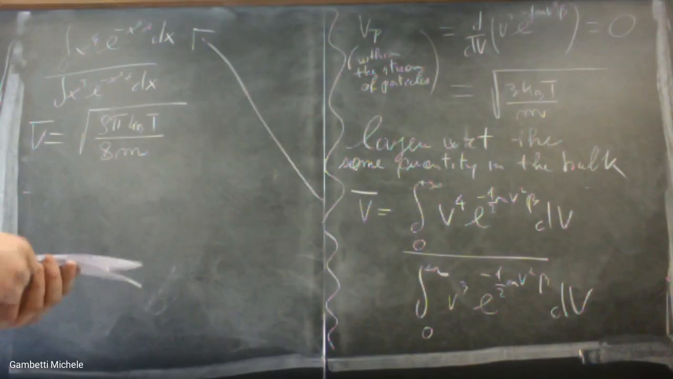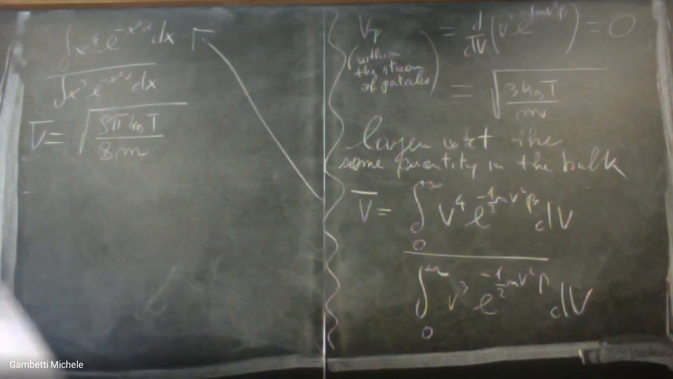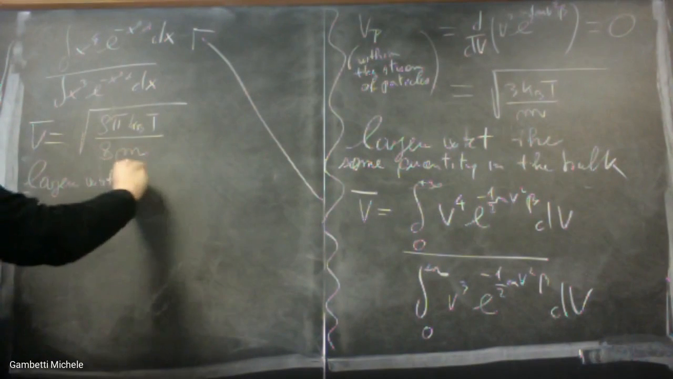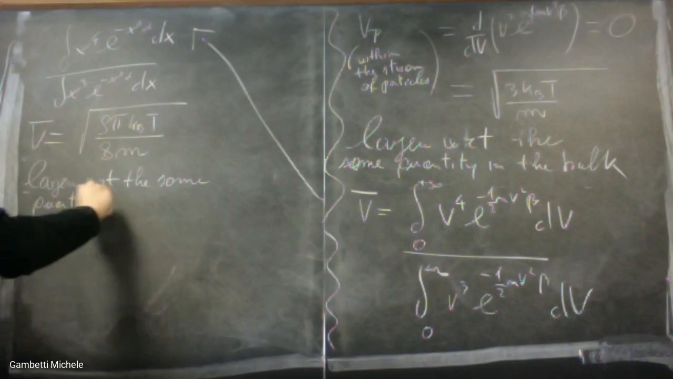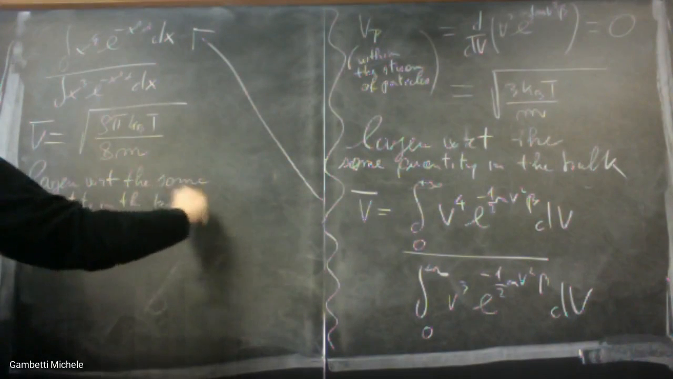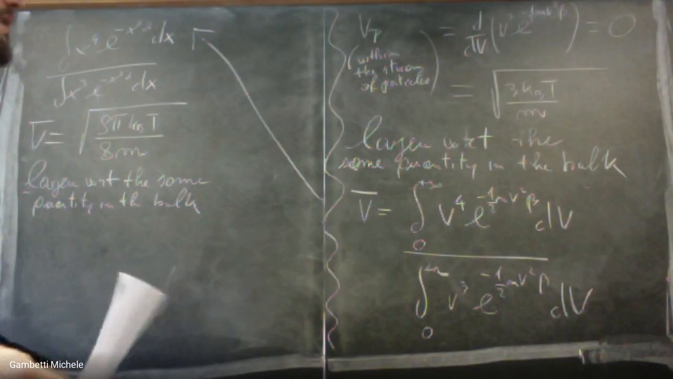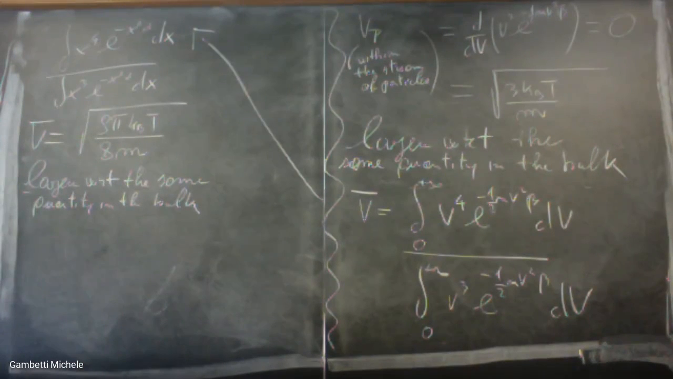9 pi kBT divided by 8m, which is again larger with respect to the same quantity in the bulk. So this little calculation basically shows me that when I have effusion, the average velocity and the most probable value of the velocity of the particles streaming out of the box is larger with respect to the average velocity, the most probable velocity inside the box.